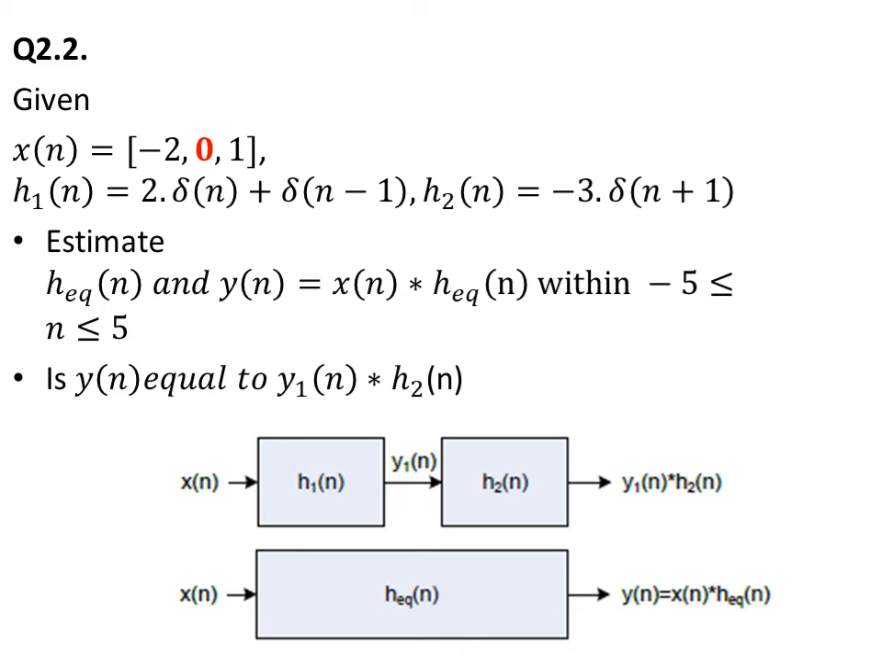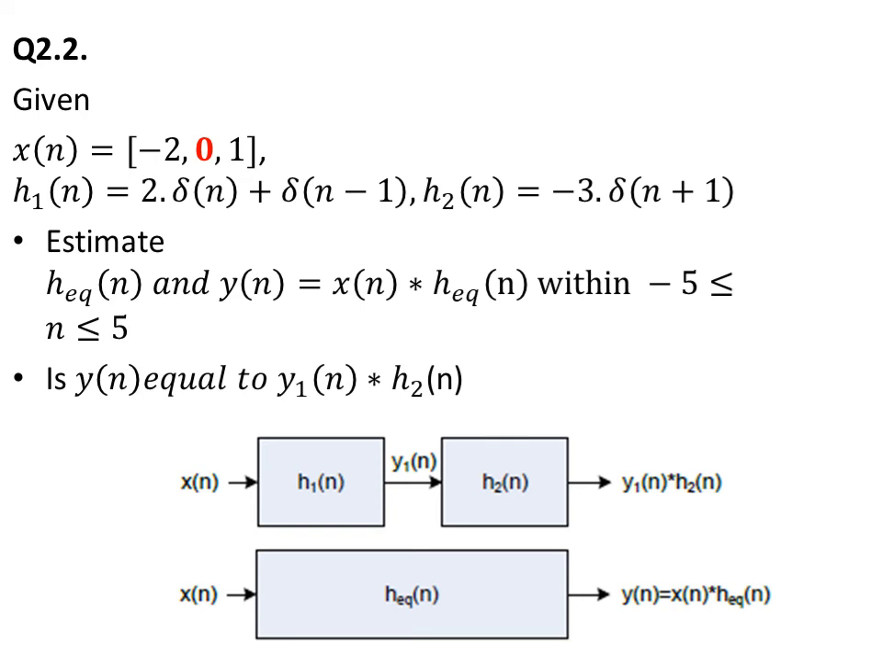So I'll explain again. When we input Xn to H1n, you will get the output as Y1n. And when you feed Y1n to H2n, you are getting the output as Y1n convolution with H2n. So somehow Xn has gone through H1n and H2n both, right? Because Y1n is also going through H2n, right? So therefore the resultant will be Y1n convolution with H2n, right? Then refer to the next one.